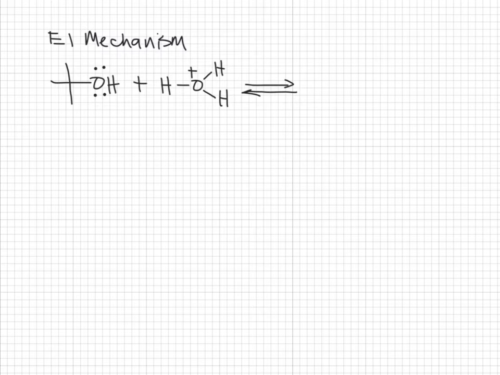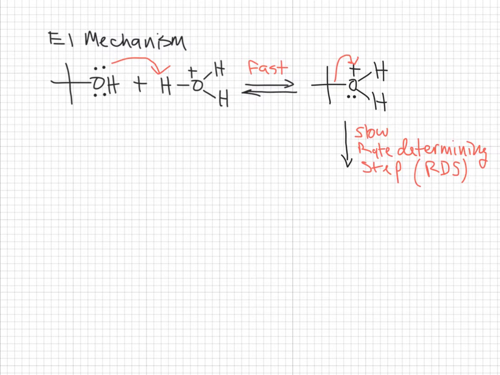As with the SN1 mechanism, the first step is protonation of the alcohol. This step is fast and reversible. The breaking of the carbon-oxygen bond is the slow, rate-determining step. The result is the formation of a tertiary carbocation and water.